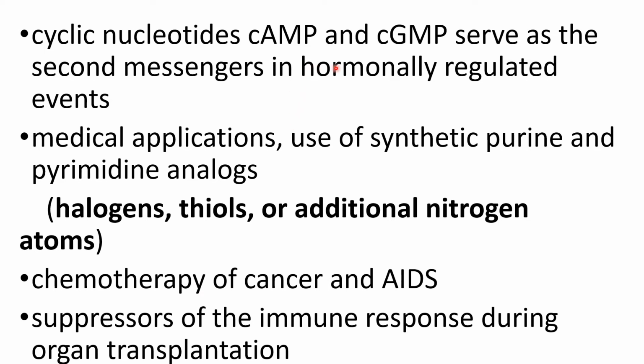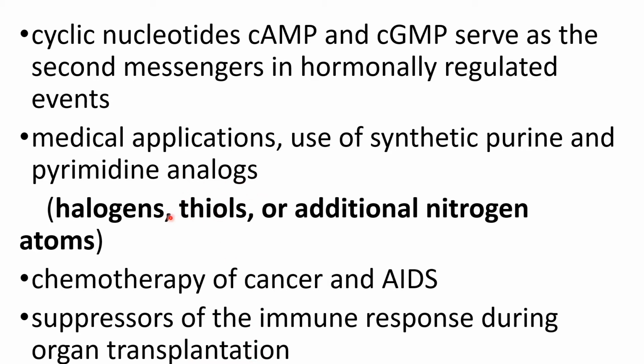Cyclic AMP and cyclic GMP serve as second messengers during hormonally regulated events. Similarly, they are also important in medical applications, as purine and pyrimidine analogs are utilized during the chemotherapy of cancer and AIDS, and also as suppressors of the immune response during organ transplantation. So medically they are also important.